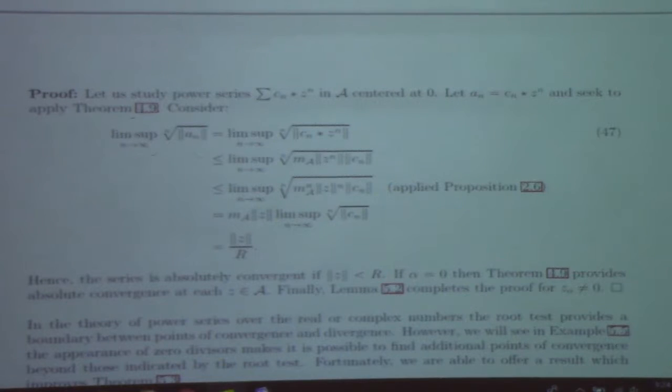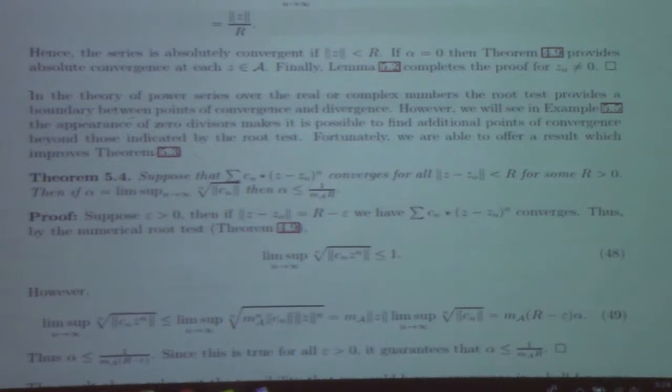And I'm not able to replicate the other half of the proof, the divergence part of it, because of the use of the submultiplicative inequality there. There's another theorem. If we have a power series that converges in some ball, then if we look at the lim sup of the coefficient, that has to be less than or equal to 1 over m sub a r.